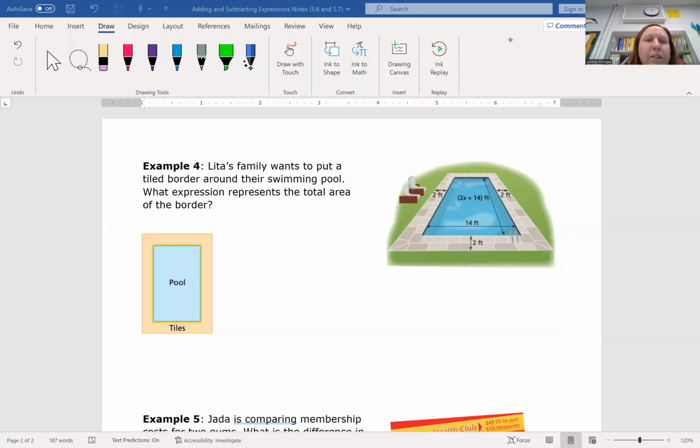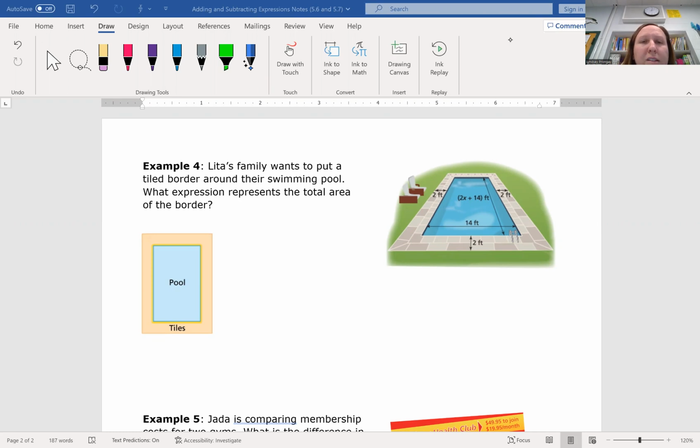Okay, in this video, we're going to talk about the back set of the notes, which is subtracting expressions. They're going to look very similar to the ones we did on the front of the page, except we're minusing them instead of adding them. Example 4 is a tough one, so try to stay with me here.